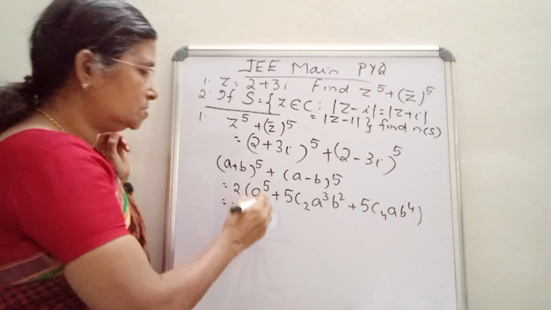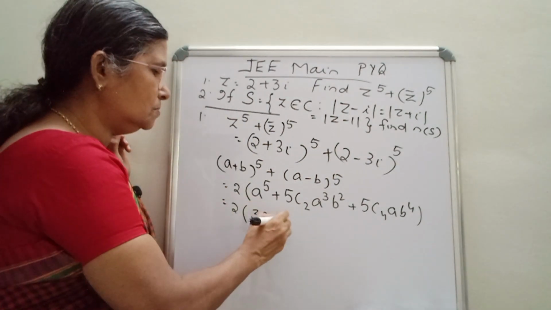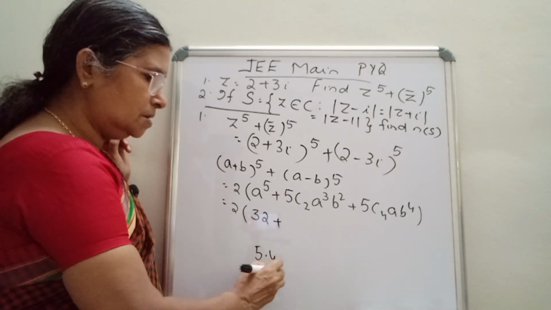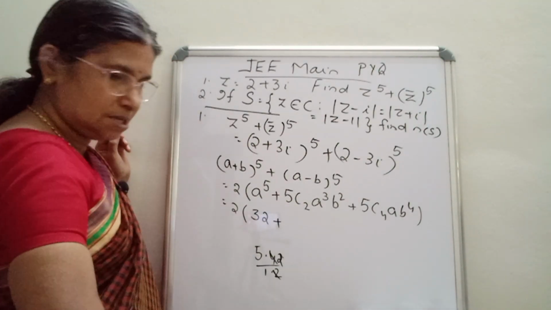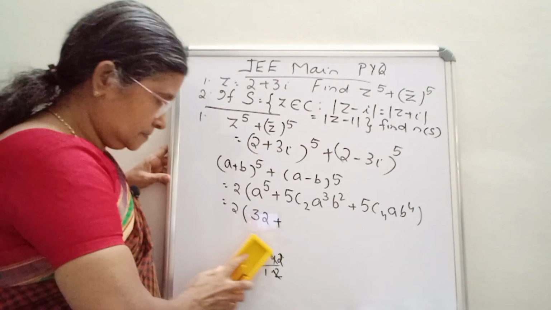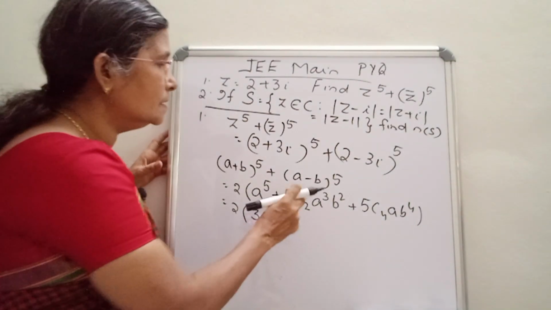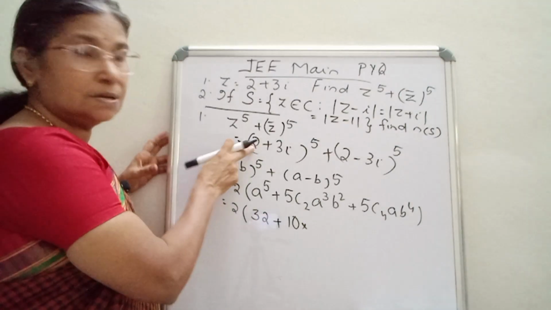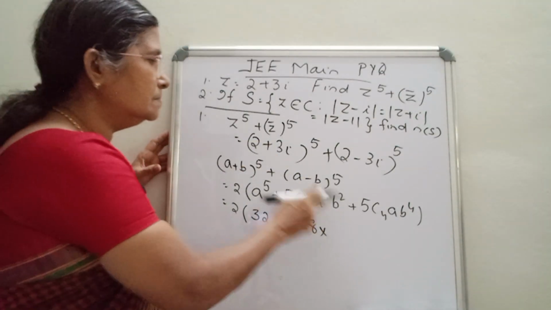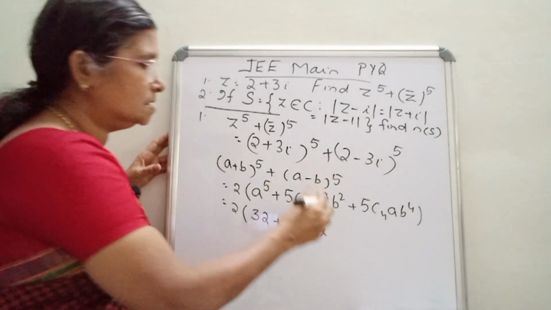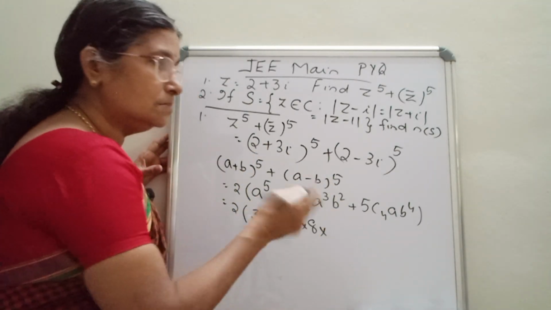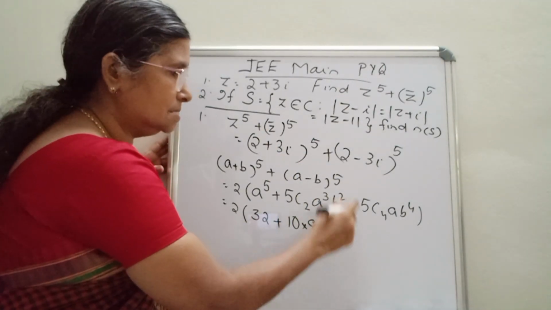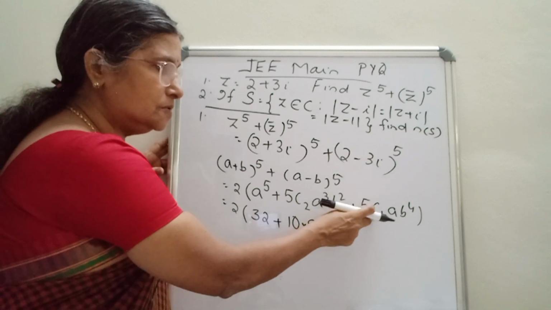Here a is equal to 2, 2 raised to 5 is 32. 5c2 is 5 into 4 by 1 into 2, that is 10. 10 into a cube. A cube is equal to 2 cube, 8. B square, 3i the whole square, that is 9i square. But i squared is equal to minus 1. Plus 5c4, that is equal to 5c1.